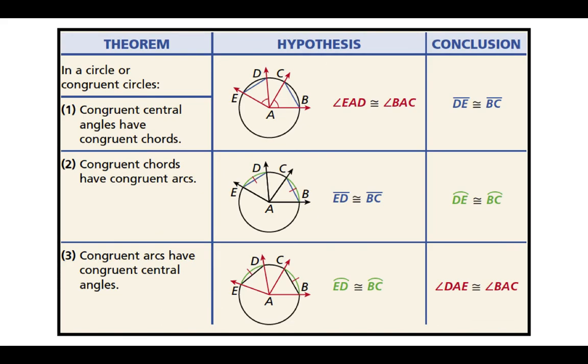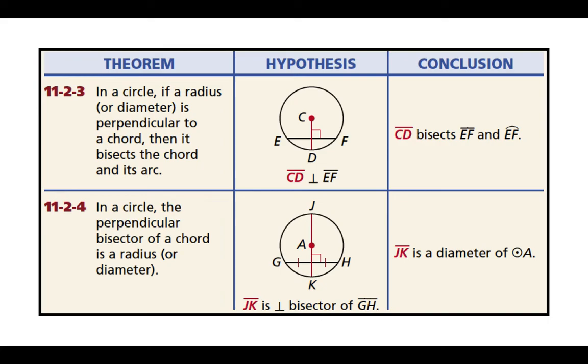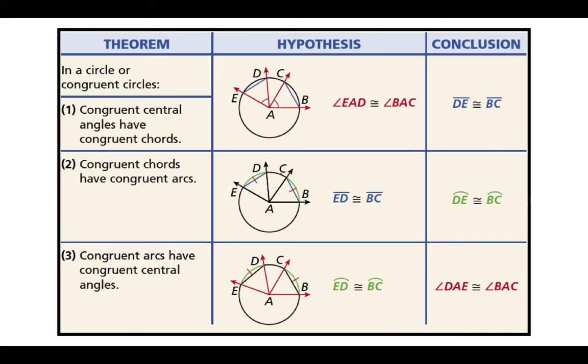Ooh, more theorems. Exciting. So in a circle or congruent circles, congruent central angles have congruent chords. So in other words, these 2 central angles, if they are congruent, the distance from D to E is going to be the same as C to B, which makes sense because these lengths are the same and this angle is the same, meaning this has to be congruent to CB. That is side angle side. Exciting.